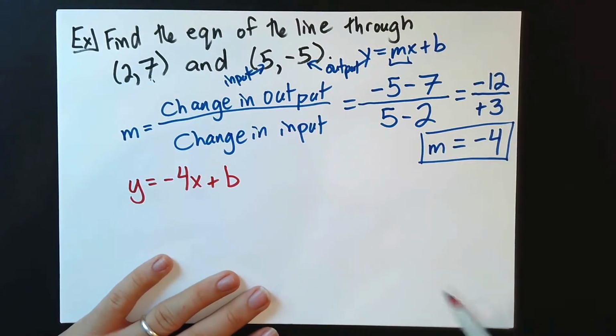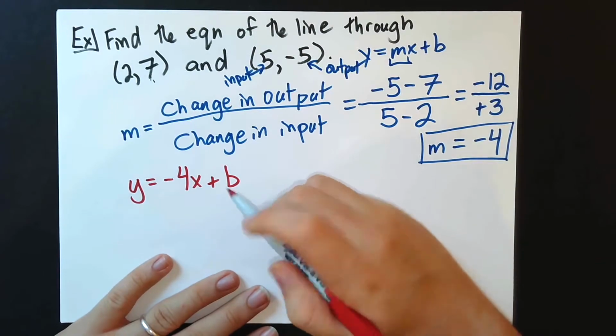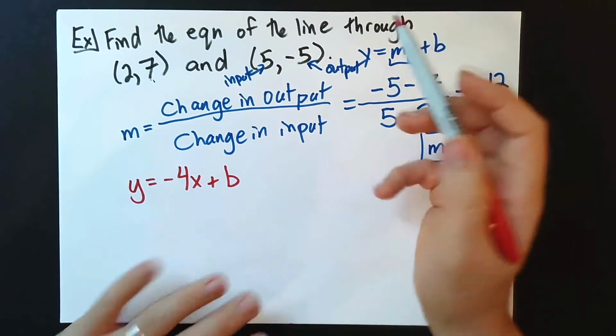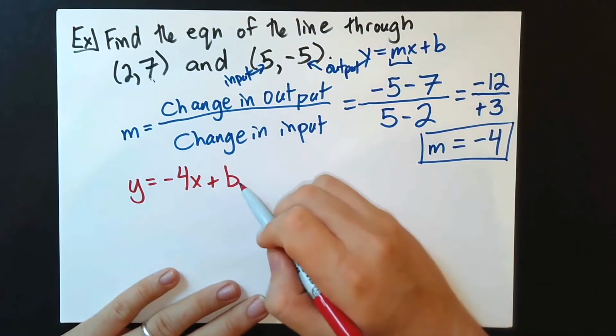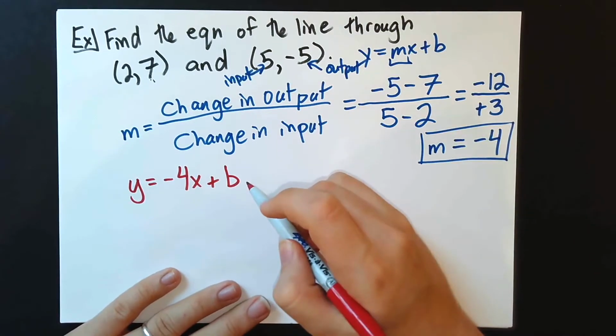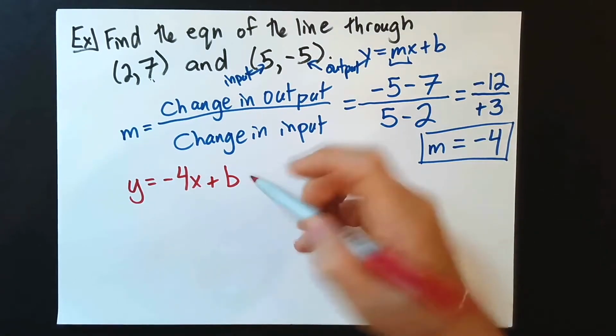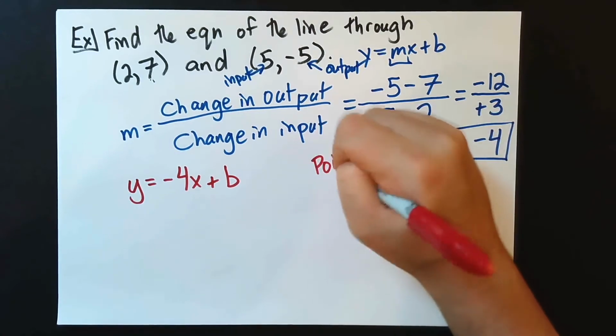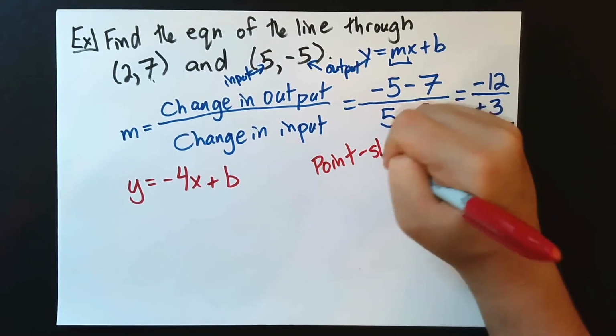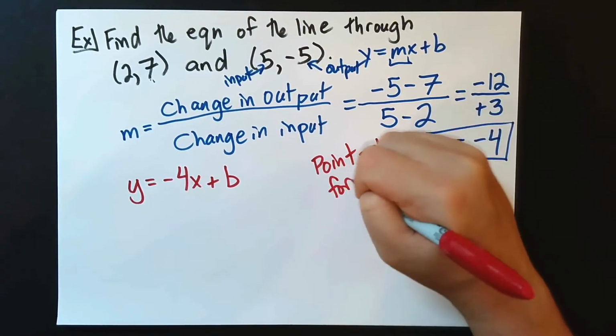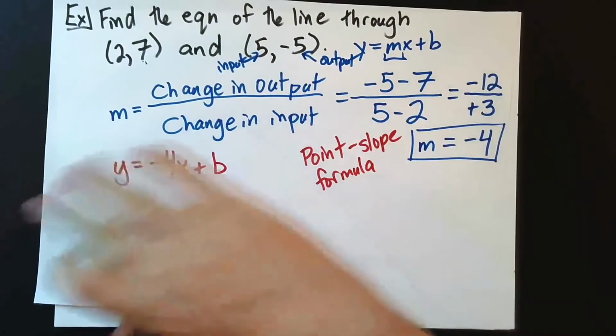Now, I'm going to be done once I know what b is. Remember, there's still going to be a y and an x. I don't need to solve for those in this case. I just need to figure out what b is. And there's a couple ways to do that. One of those is to use what's called the point-slope formula. And if this is something you were taught or something you like or something you want to look up, by all means, you're welcome to use that.